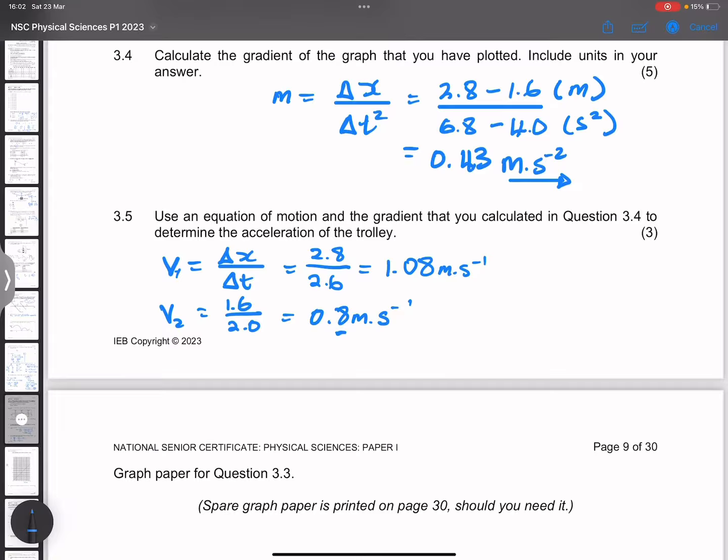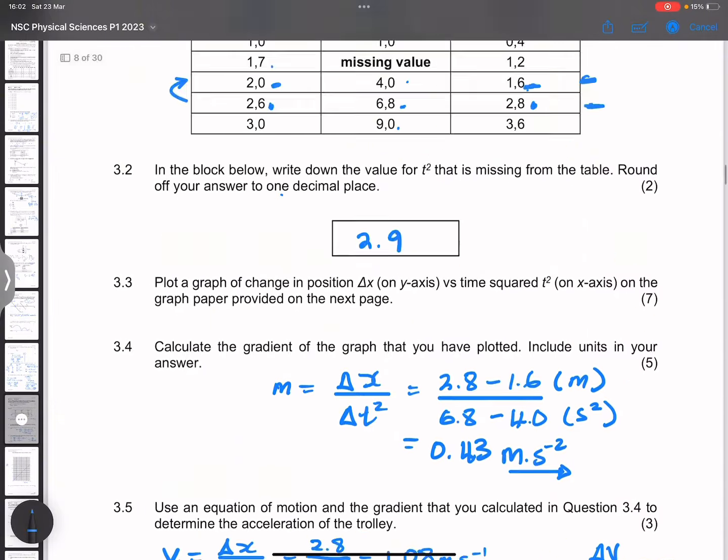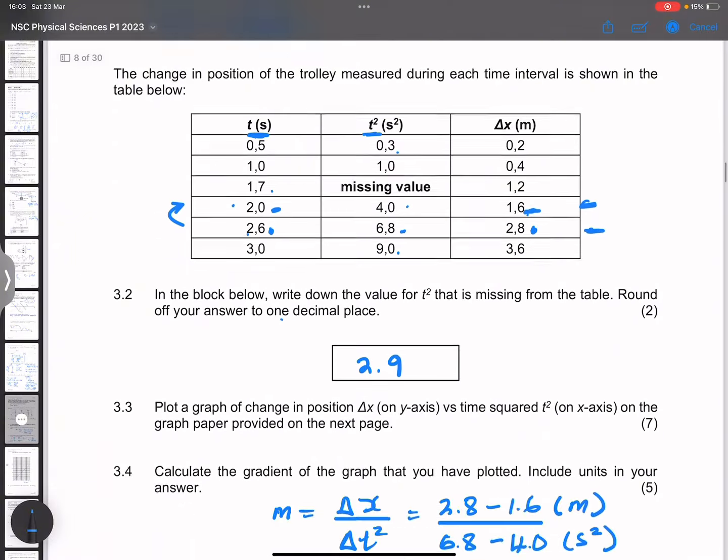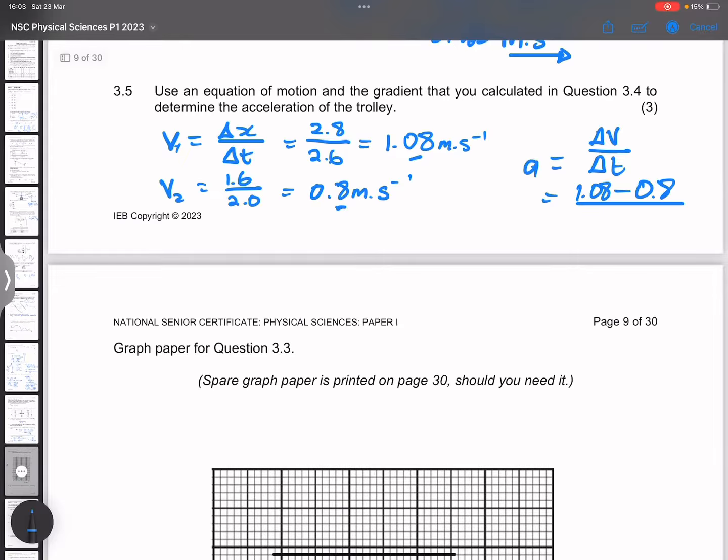Now, I want you guys to please note in this case, I've got differences in the change in velocity, right? So to calculate acceleration, that's change in velocity divided by the change in time. So I'm going to take that, that's 1.08 minus 0.8 divided by, now remember the time there, I'm going to take the difference in time over these two. So 2.6 and 2 respectively. So that's 2.6 minus 2.